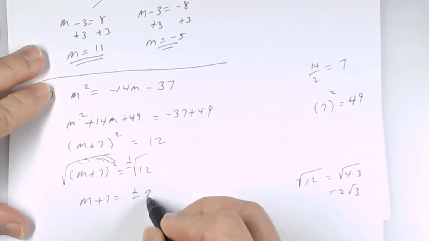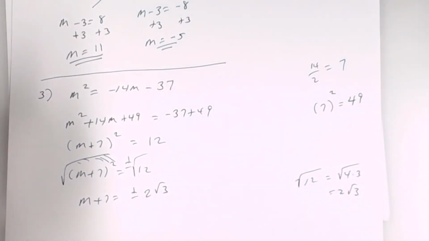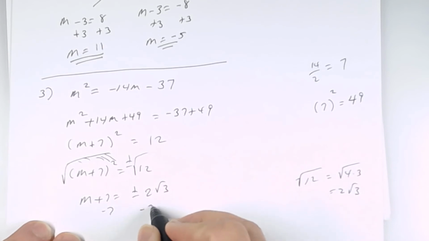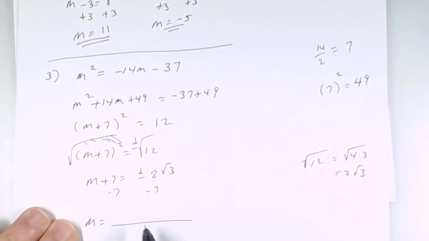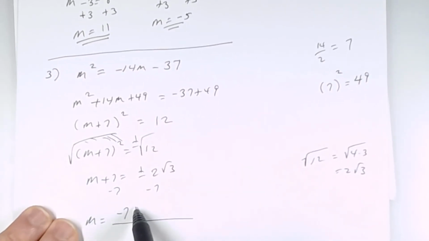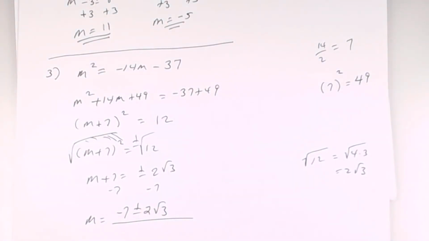All right. One more step and you're done, because when you do this by completing the square, notice that the coefficient of m is always what number? 1. It will always be a 1 when you do this by completing the square. So all you got to do now is just do what? Subtract 7, rewrite it, and you're done. So what's the answer? Negative 7 plus or minus 2 square root of 3. Okay.